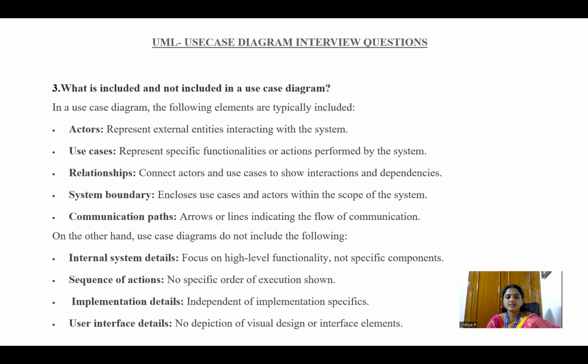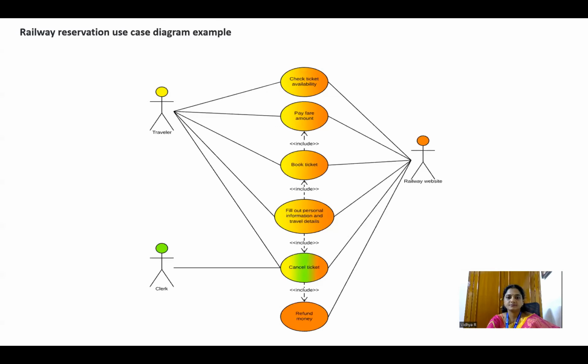On the other hand, use case diagrams do not include the following. Internal system details. Internal details won't be there in the use case diagram. Sequence of action. There is no specific order of execution shown here. And then implementation details, independent of implementation specific code. And then user interface details. It is also not needed for a use case diagram.